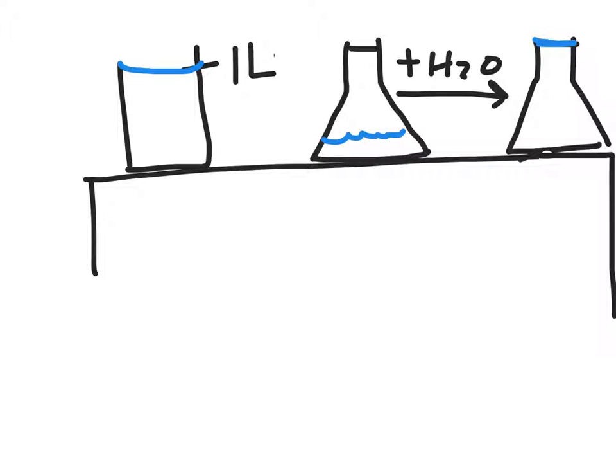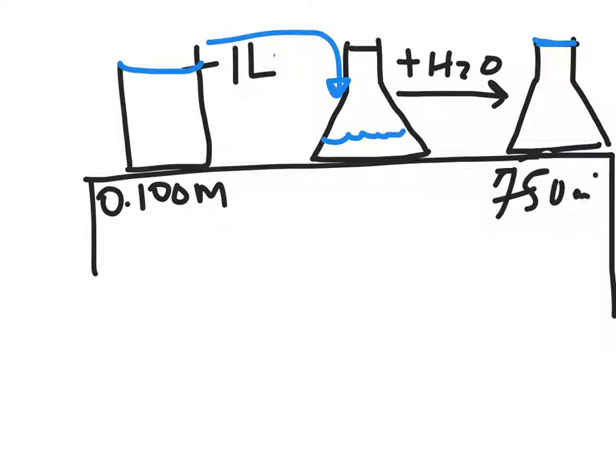I drew us a little picture here. So we have 1 liter of a stock solution of sodium bicarbonate, and that liter is 0.100 molar. And we want to know how much of that 1 liter we need to take out and transfer to a new beaker such that when we add more water to it and dilute it to a total volume of 750 mLs, we now have a 0.0500 molar solution.